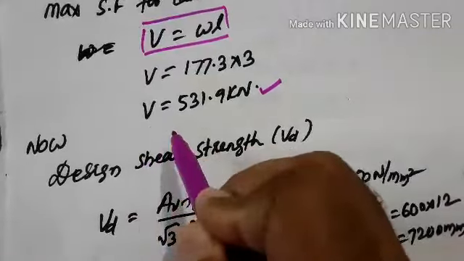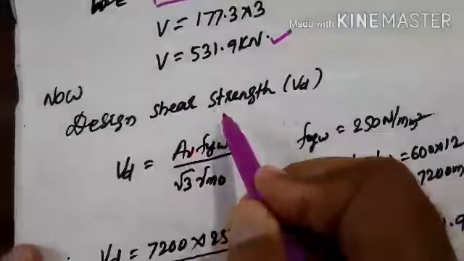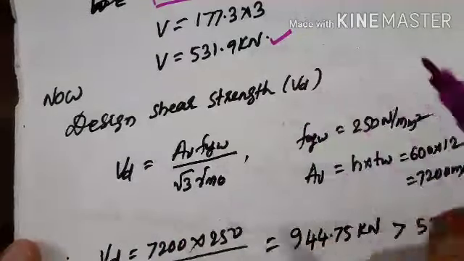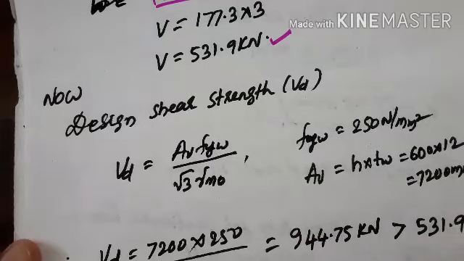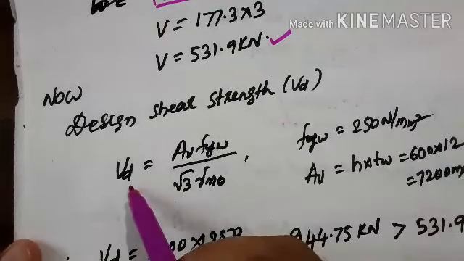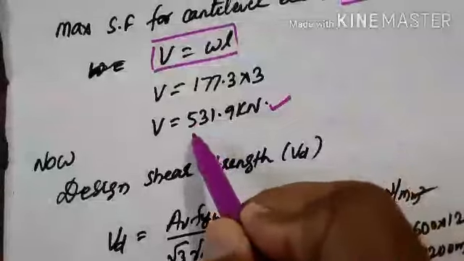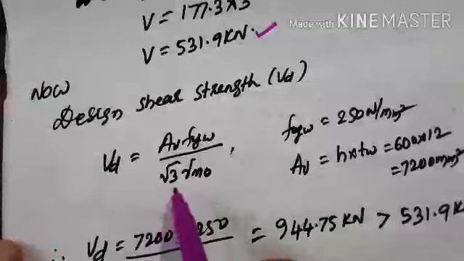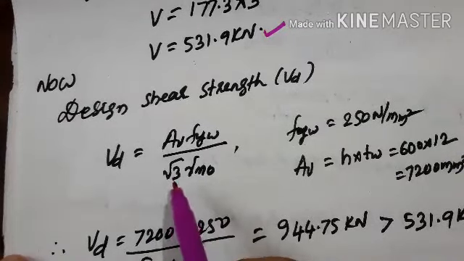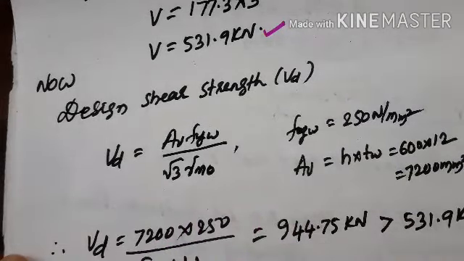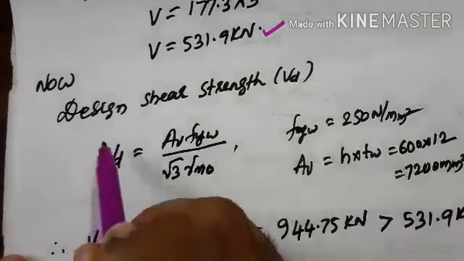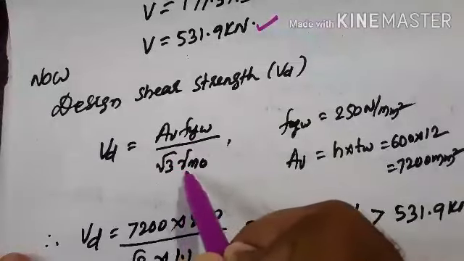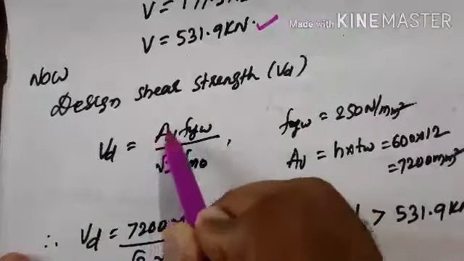Then what is the design shear strength for the section? Whatever section we have assigned, how much is it capable of carrying as shear strength? So that is the design shear strength. This shear is actually acting on the beam, and whatever shear we calculate, we compare with how much design shear strength is provided by the given section. This is the formula we know: Vd equal to Av into Fyw divided by root 3 gamma m0, and this Av is the shear area.